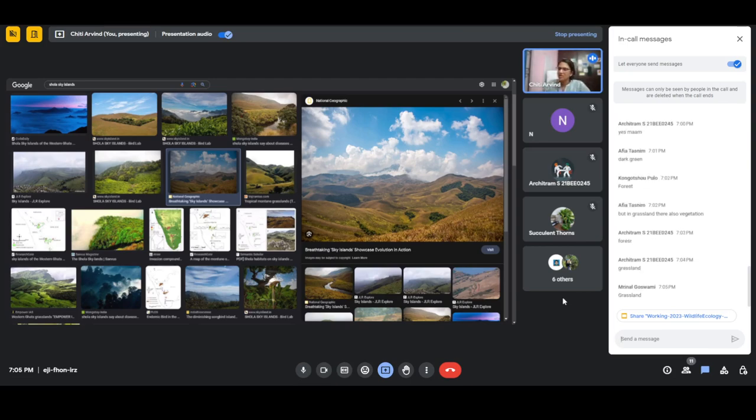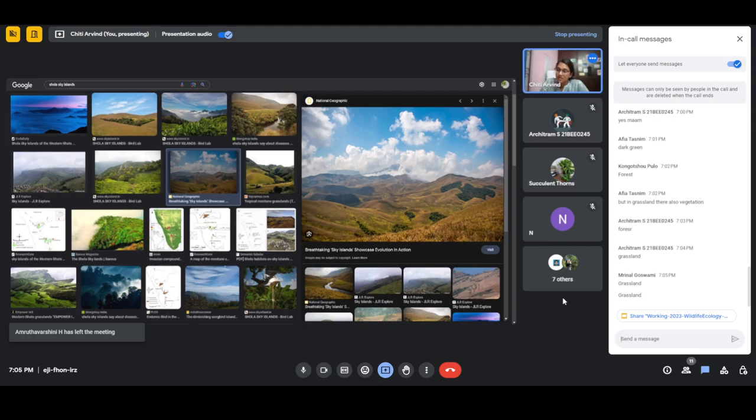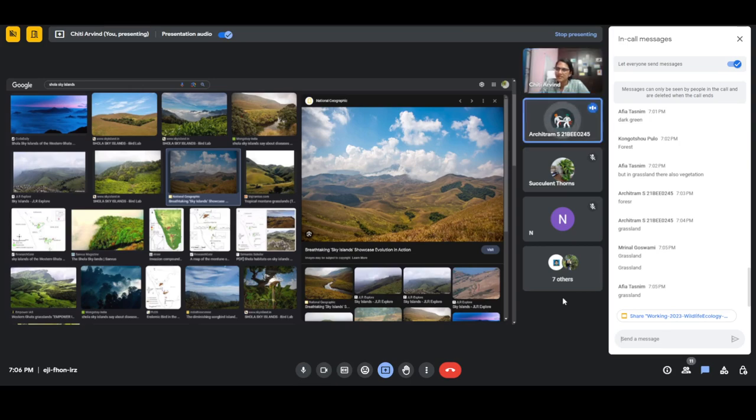So, yes, correct, grassland. So now if I were to randomly pick 10 points, are they more likely to be from grassland or forest? Keeping this information in mind, what do you feel? Okay, Renal says grassland. Grassland. Architram, what do you feel? Do you feel grassland or would you like to stick to forest? Now I think this is for grassland.